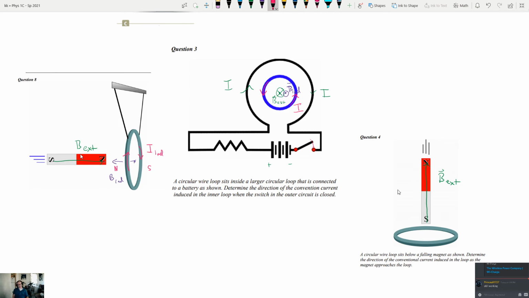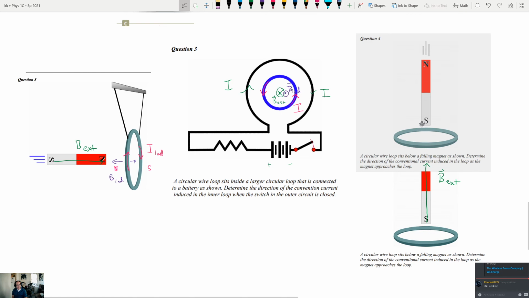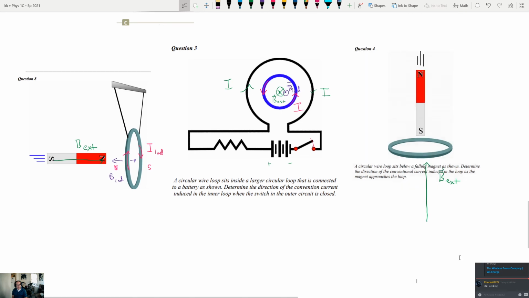Okay, what about question 4? So question 4 pretty much is the same as question 8, right? It's just you flipped the direction of your magnet. And what I also want to talk about is what happens after the magnet gets past this point.